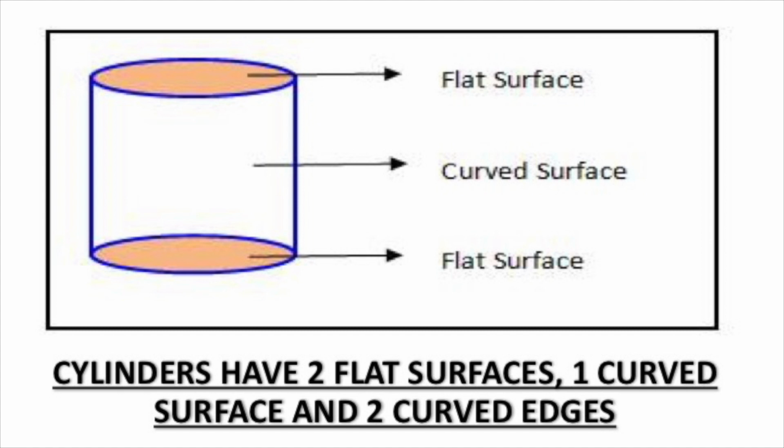Cylinders have two flat surfaces or faces, one curved surface, and two curved edges. Yes, you can see the top and the bottom are flat surfaces. The outside all around is a curved surface.